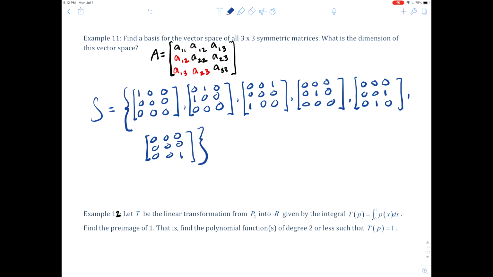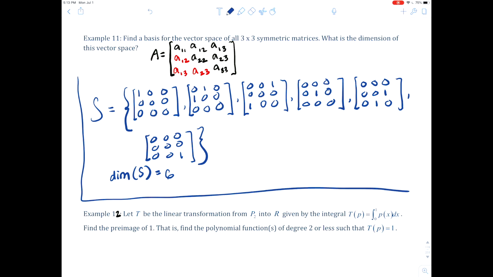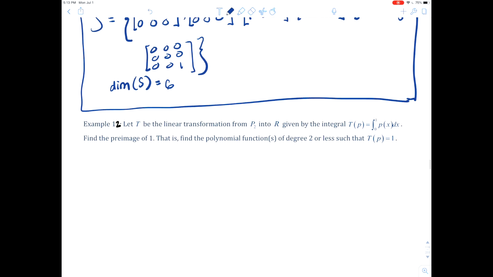Cool? So just to recap, we figured out what a 3x3 symmetric matrix looked like in general. And then we put a 1 in each spot. But since you had the symmetry requirement, it looked a little different. Some of them are going to have 2 1s in there to complete the symmetry requirement. So what's the dimension of the space? The dimension of our basis set S is, beautiful, 6, because there's 6 vectors in the set. Cool? All right. So number 12.